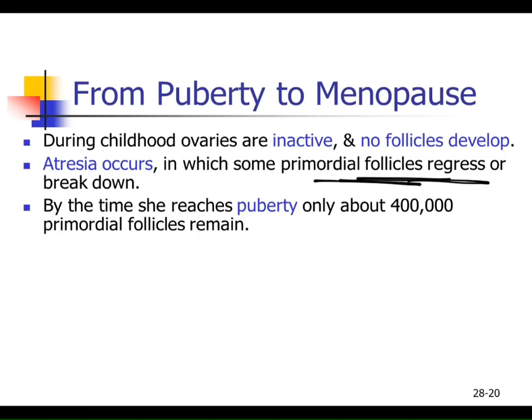The thing is, though, that during life, there are many of these follicles regressing or being broken down, and that process is called atresia. So there's a natural atresia occurring. So while a woman is born with 1.5 to 2 million of these follicles, by the time she reaches puberty, there's only about 400,000 or so left.